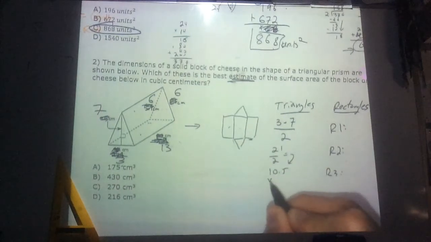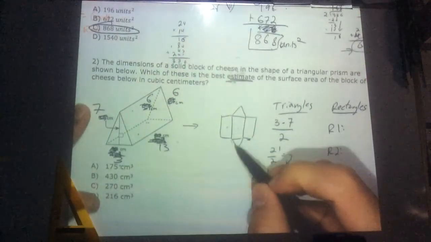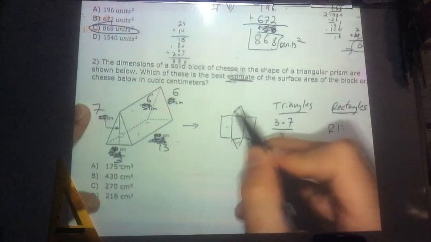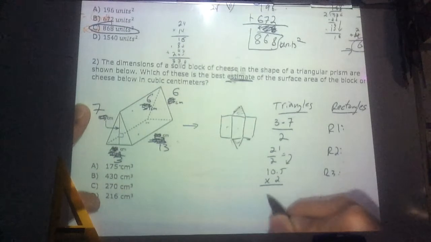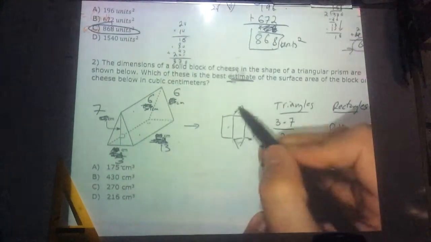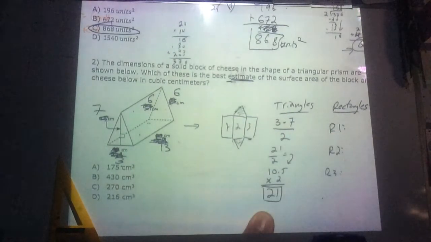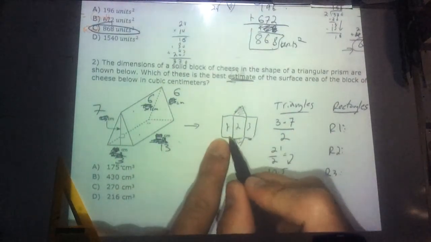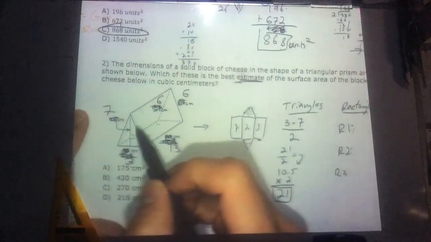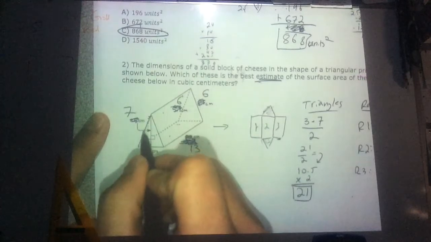But then I'm going to multiply it by 2, 10.5 times 2, because there's 2 bases, which will just take me back to 21. So 21 is going to be the area of the two triangles. Now I need to figure out these 3 rectangles. Okay, so the first rectangle, you could start at any one, but I'm going to start at this one right here.